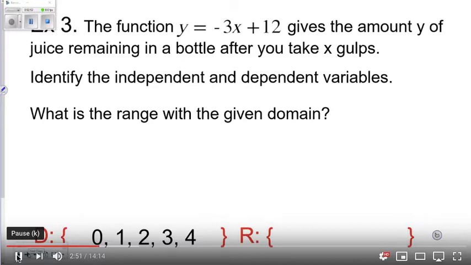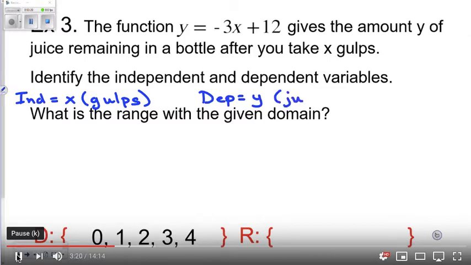The function y equals negative 3x plus 12 gives the amount y of juice remaining in a bottle after you take x gulps. Identify the independent and dependent variables. The independent variable is your x value, and that is the number of gulps that you are taking. The dependent variable is your y value, and y is the amount of juice that is remaining in a bottle.